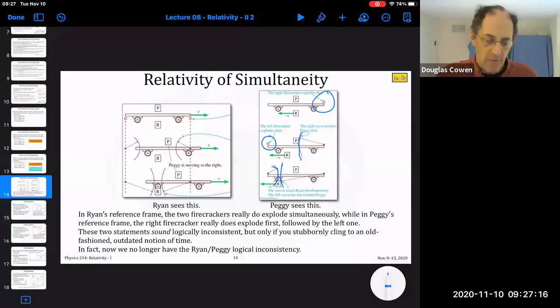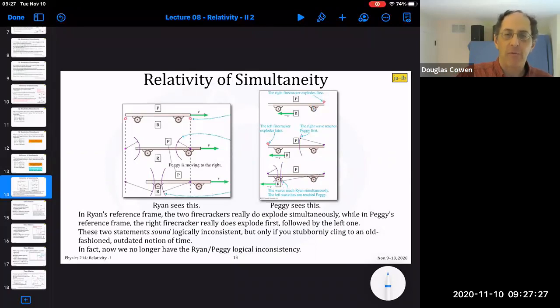So in Ryan's reference frame, the two firecrackers really do explode at the same time. That's just a fact. In Peggy's reference frame, the right firecracker really does explode first, followed by the left one. That is also just a fact. So these two statements sound logically inconsistent, right? It happens simultaneously in one reference frame, but not simultaneously in the other. But that's only if you stubbornly cling to that old-fashioned, outdated notion of time. Time is not an absolute quantity, and therefore simultaneity isn't either.